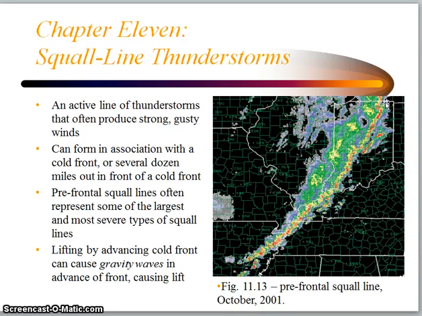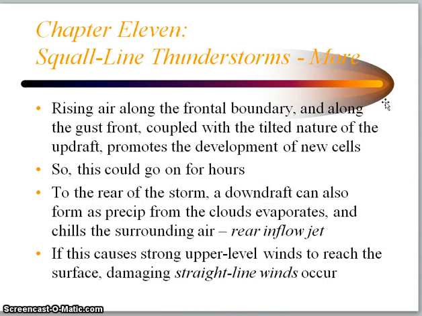Lifting by the advancing cold front can cause gravity waves in advance of the front, which causes additional lift. Rising air along the boundary of the cold front and along the gust front, coupled with the fact that the updrafts are tilted, really promotes the development of new cells, maybe stronger cells too. So this whole thing with these squall lines could actually go on for hours.